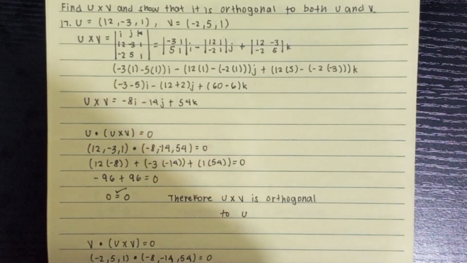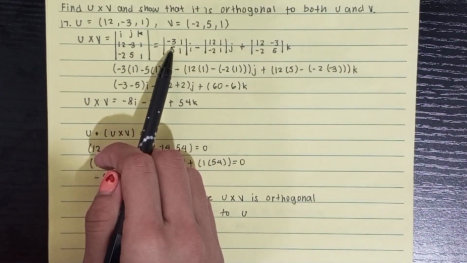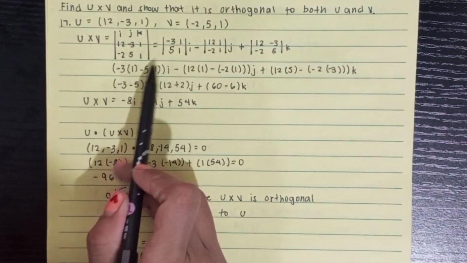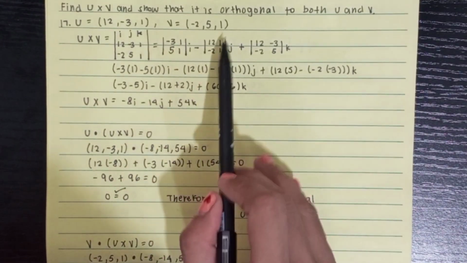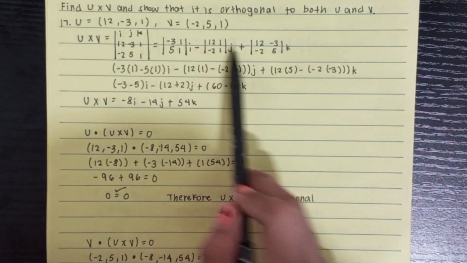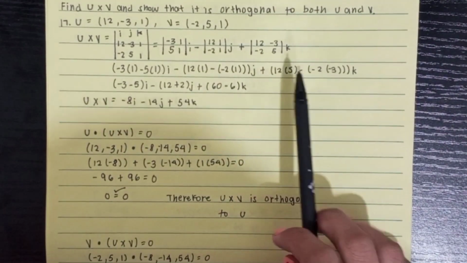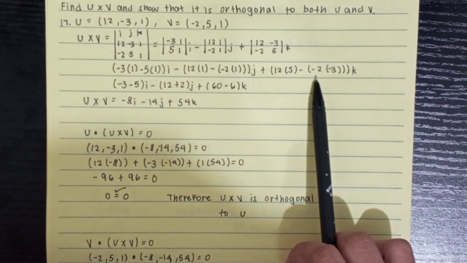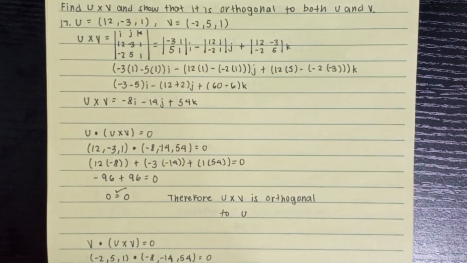So, susunod natin na gagawin ay kukuha yung determinants or yung components nila gamit ang determinants formula or yung cross multiply. Bali, -3 times 1 minus to the product of 5 times 1 i, minus 12 times 1 minus to the product of -2 times 1 j, plus 12 times 5 minus to the product of -2 and -3 k. And then evaluate na natin sila.